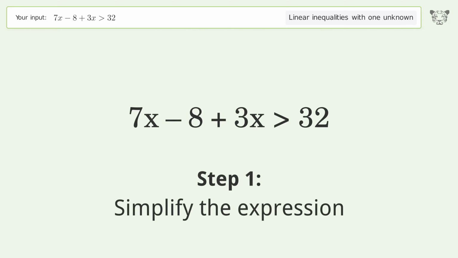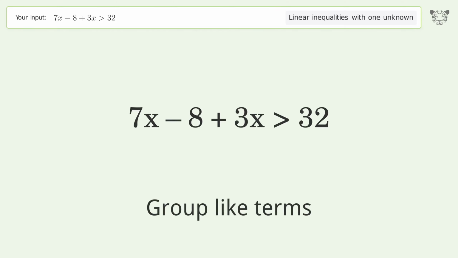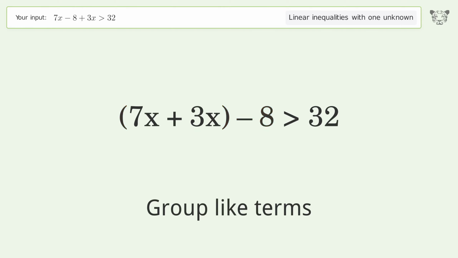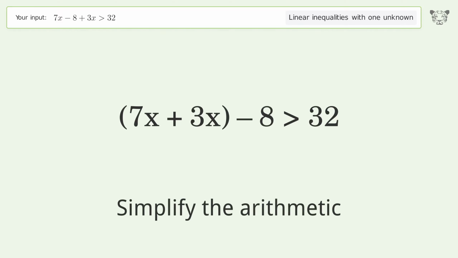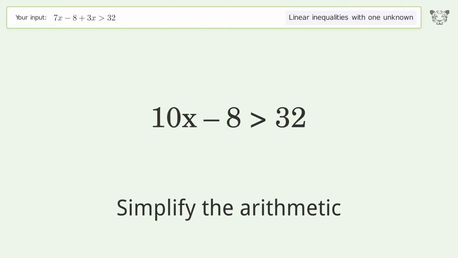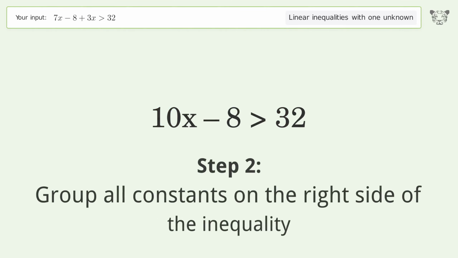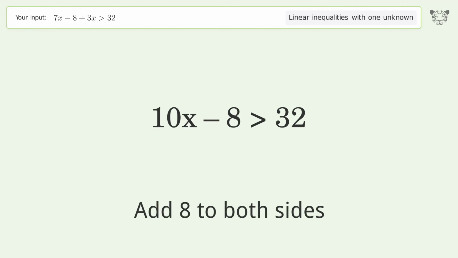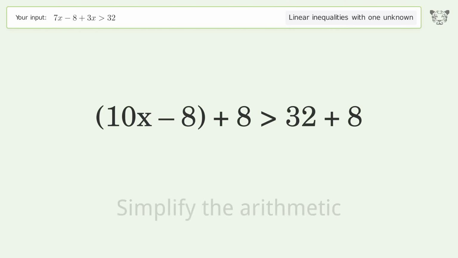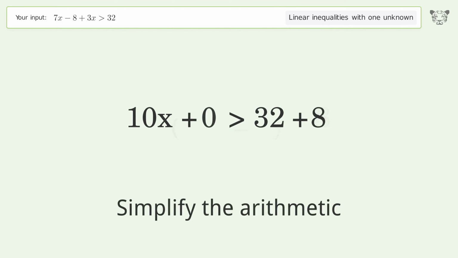Simplify the expression. Group like terms. Simplify the arithmetic. Group all constants on the right side of the inequality. Add 8 to both sides. Simplify the arithmetic.